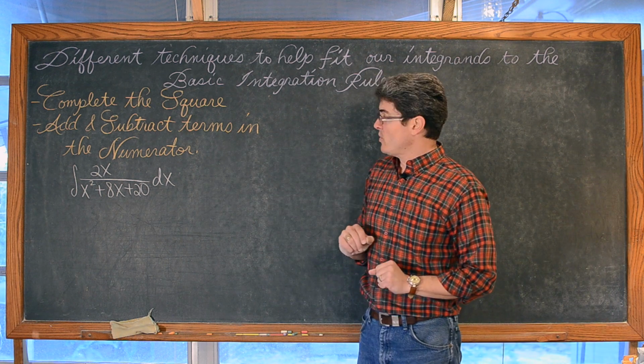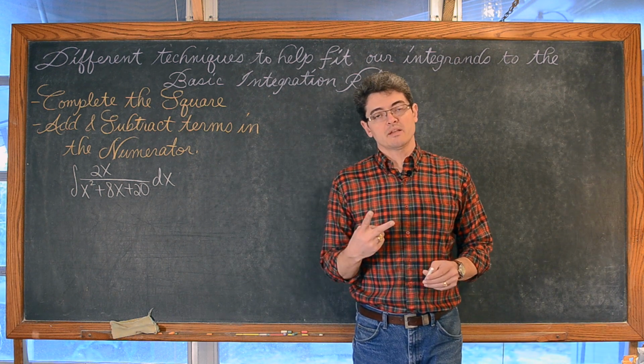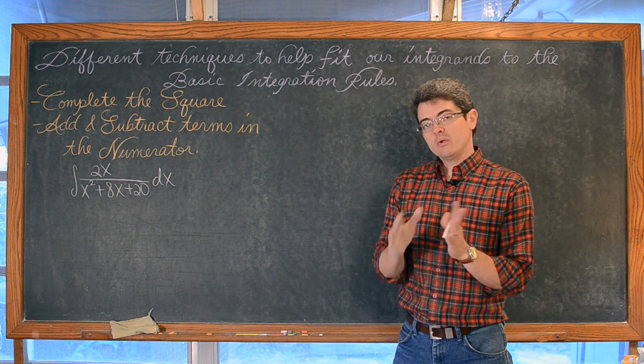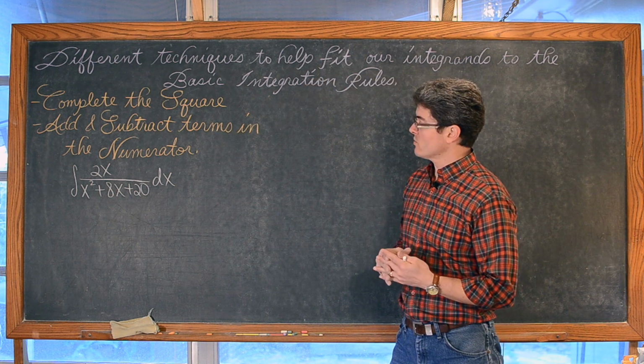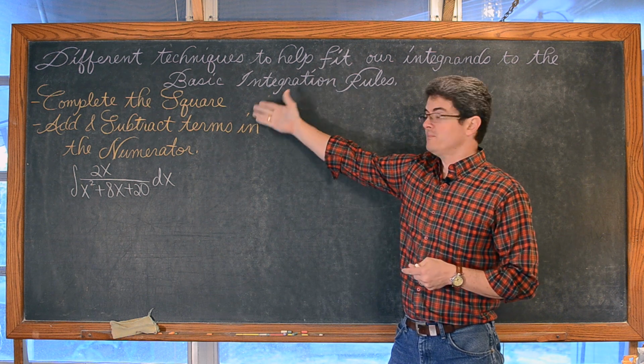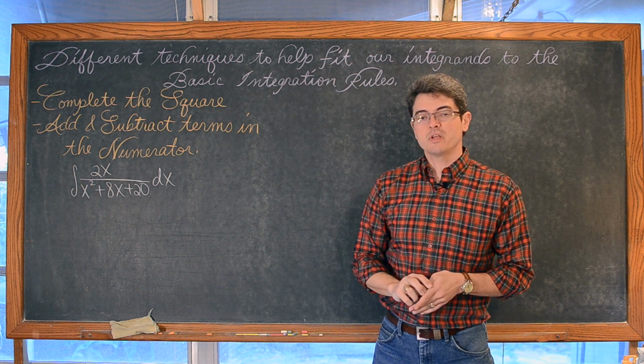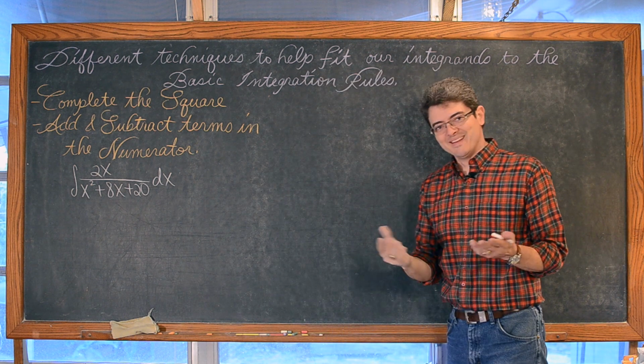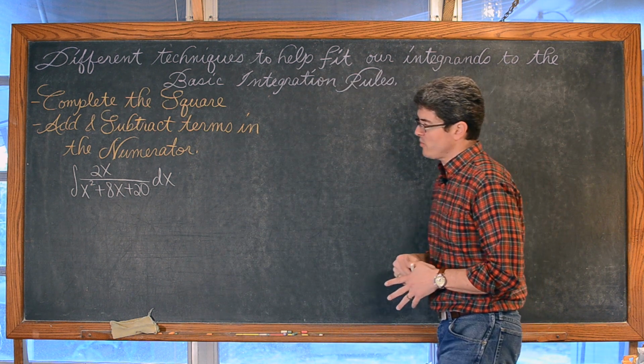In this third example, we are going to introduce 2 more techniques that we can use to make our problem match, manipulating it till we recognize that pattern so we know what integration rule we need. We're going to complete the square, and we're going to add and subtract terms in the numerator. Now, there are a lot of techniques at our disposal. This is clearly a big hint as to what we're going to do with the problem.